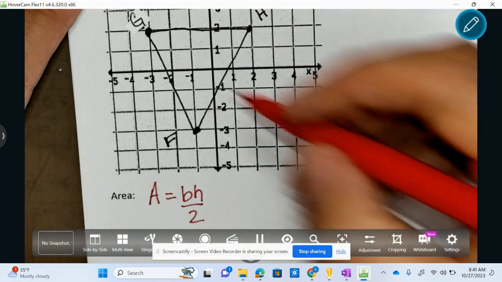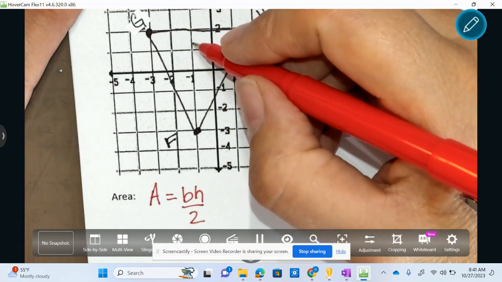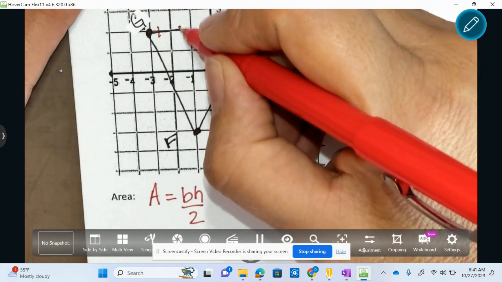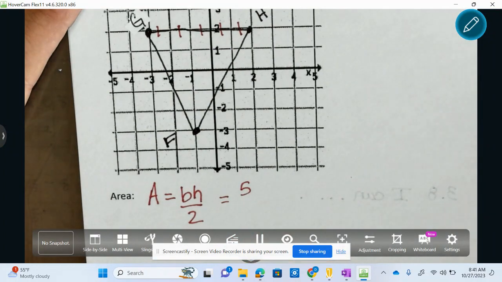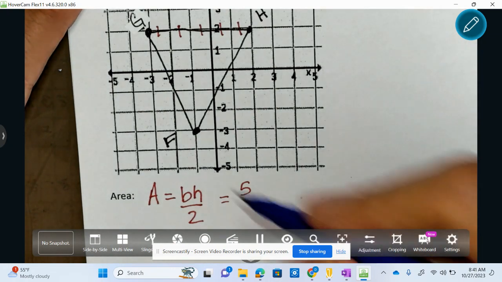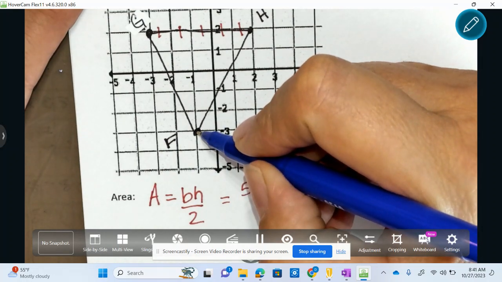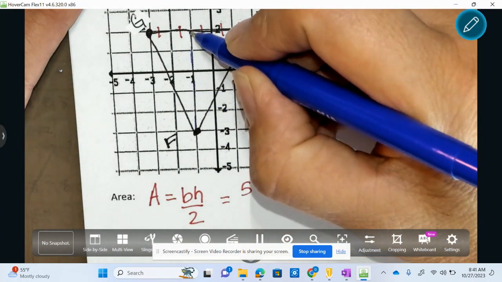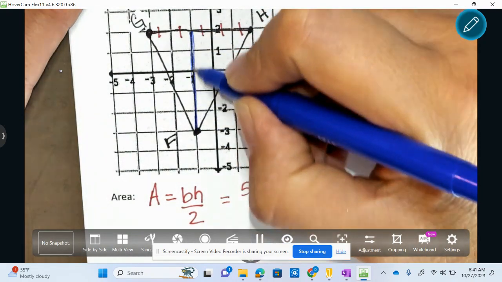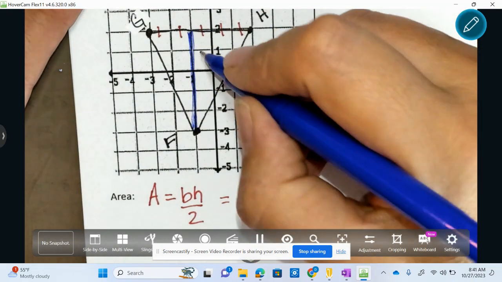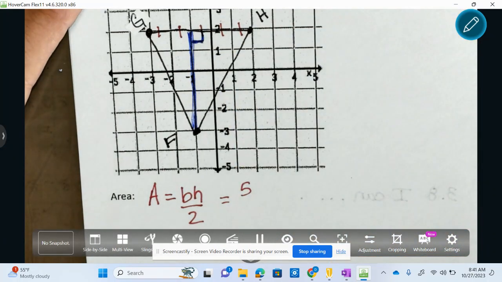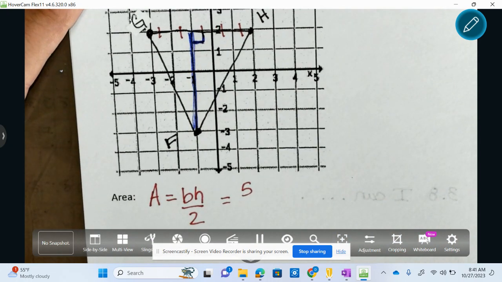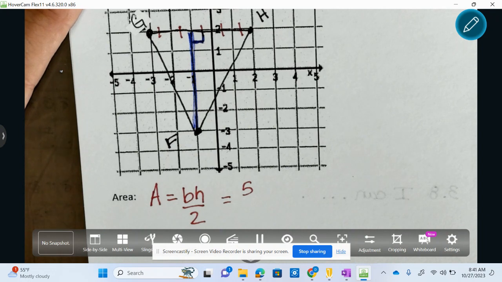We said yesterday that the base and the height are always perpendicular to each other. So if this is my base, 1, 2, 3, 4, 5, I have to drop a perpendicular, meaning I draw a line perpendicular to the base that represents the height. We go from the tallest point of the triangle to the base. So this is our height right here. I'm going to draw this line and put a little box there so I know this is perpendicular to the base, because one line is horizontal and the other is vertical.